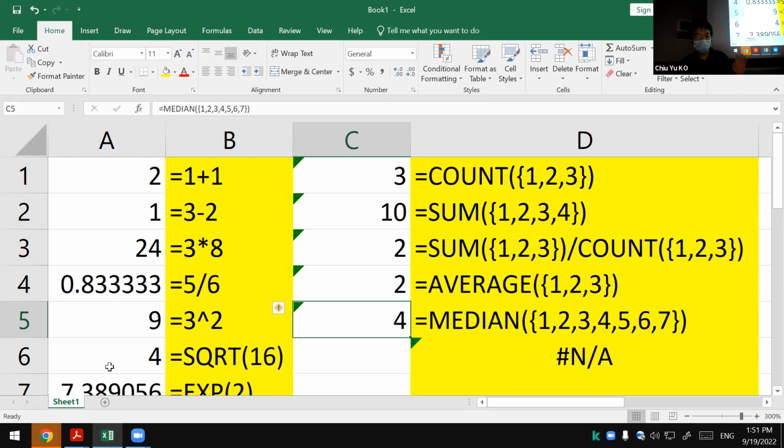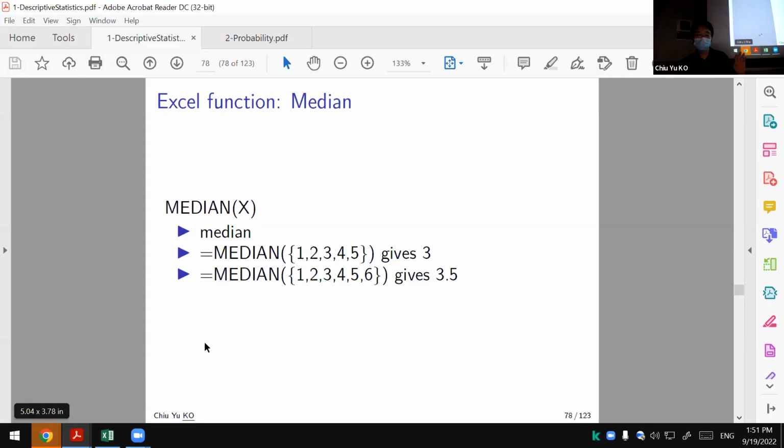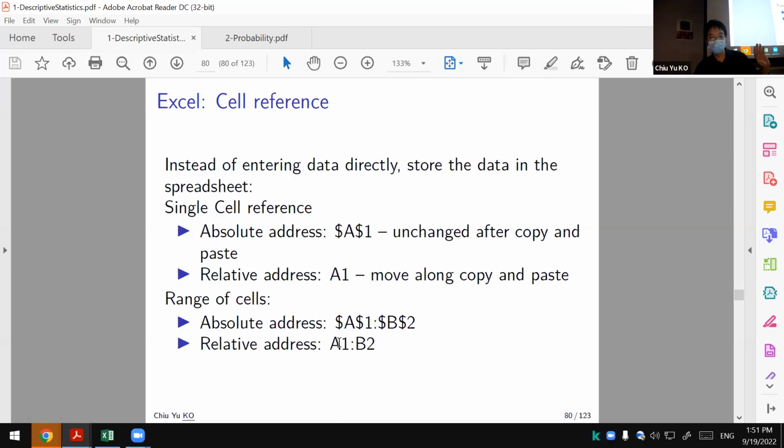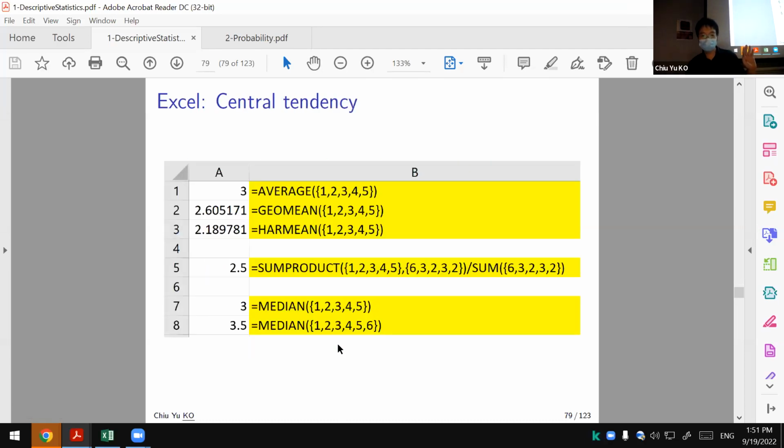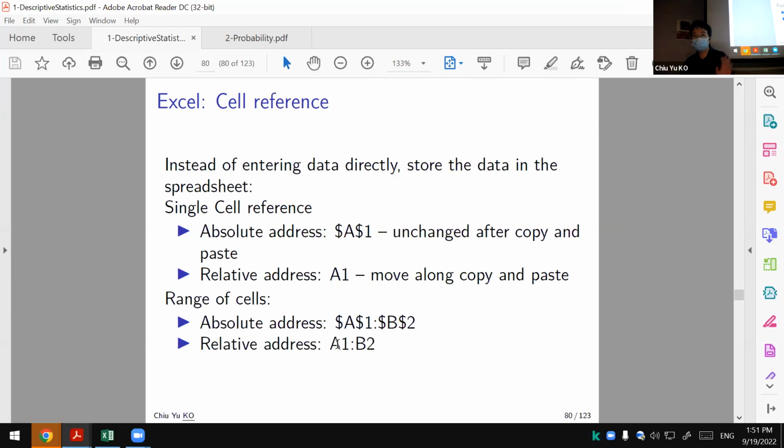Now we have mean and median, right? The next thing you want to know probably is mode. But before I talk about that, I want to tell you one thing, what we call cell reference. Cell reference is very important in Excel calculation.